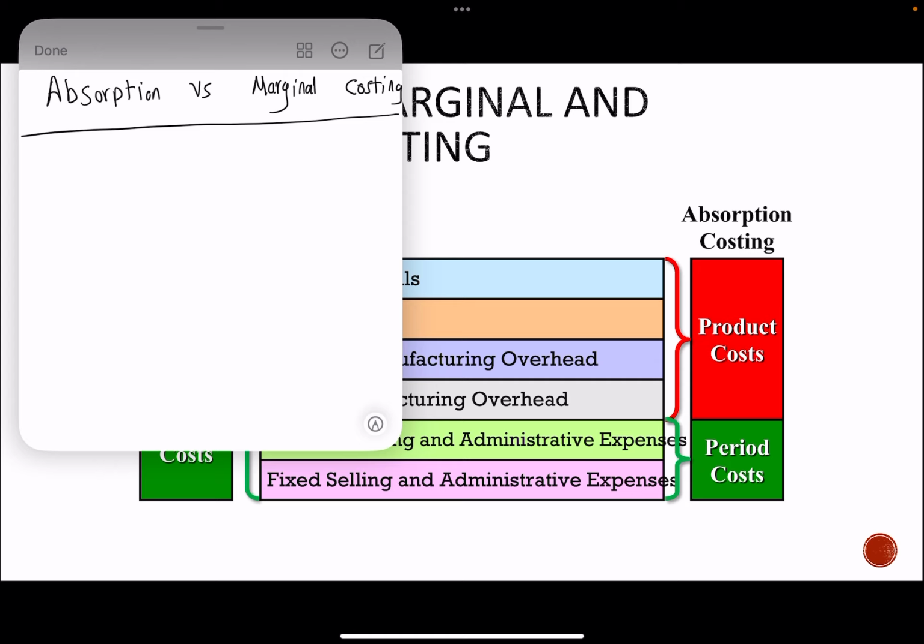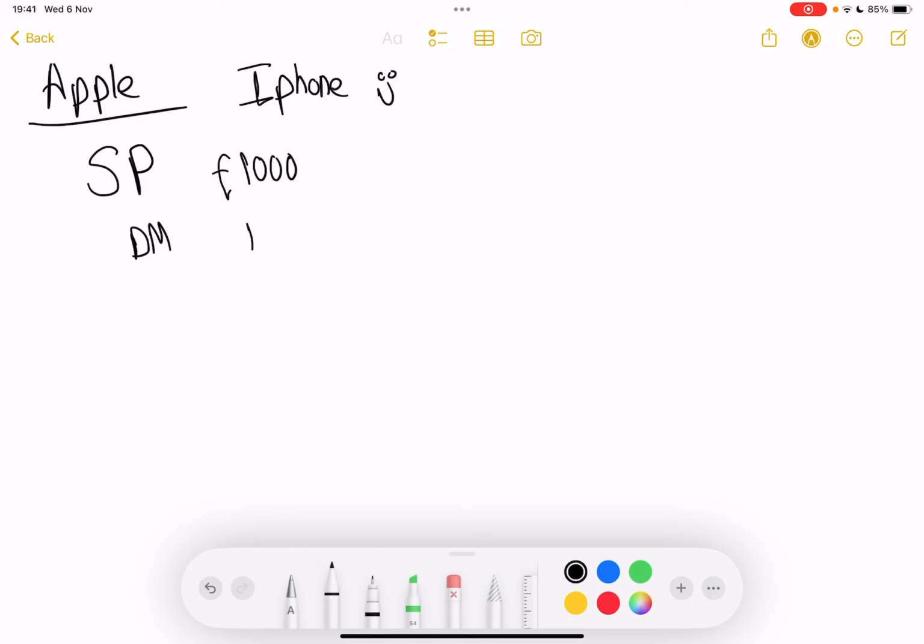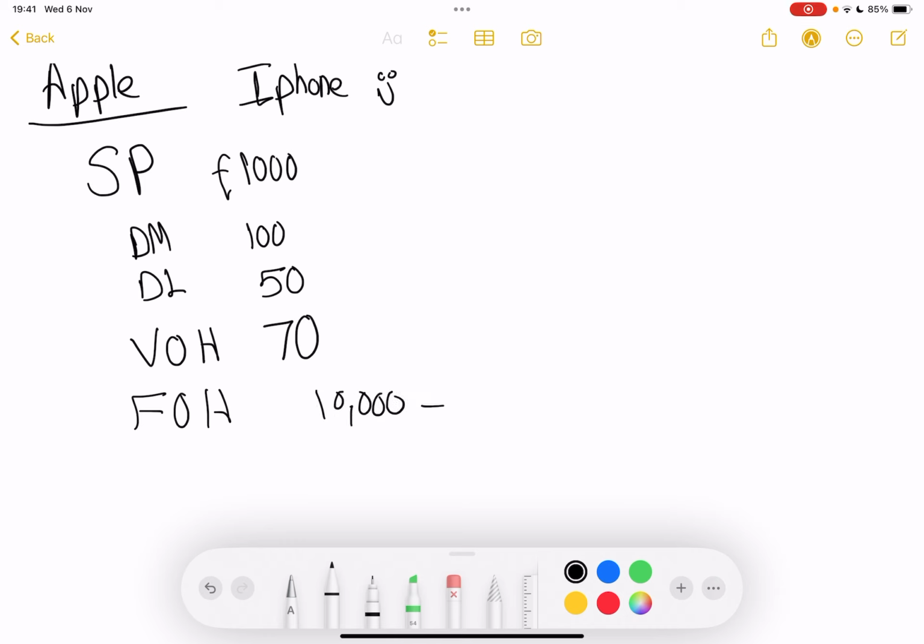So let's go for a practical example before this one. Let me open my screen. So we have here Apple selling the new iPhone, which I really like, the purple color, okay? And the selling price per unit would be £1,000. Direct material for the product, let's assume 100, direct labor 50, variable overhead would be 70, and also we have a fixed overhead which is given in total 10,000, and the Manchester branch is producing, here the production level would be 1,000 units, okay?